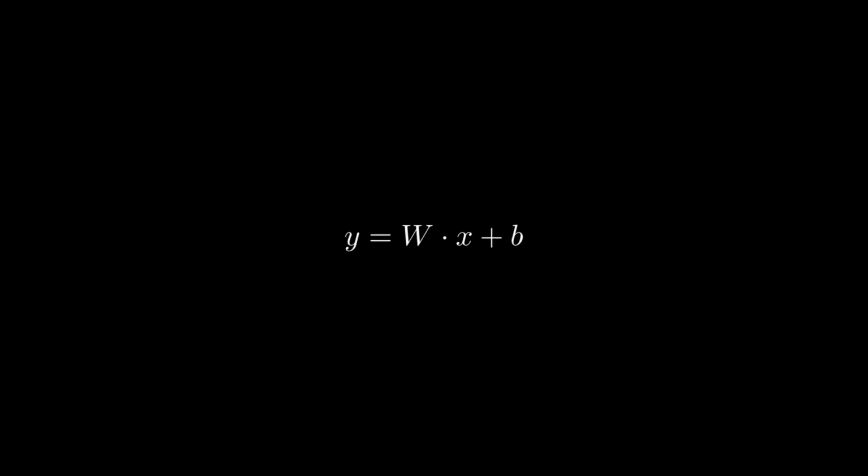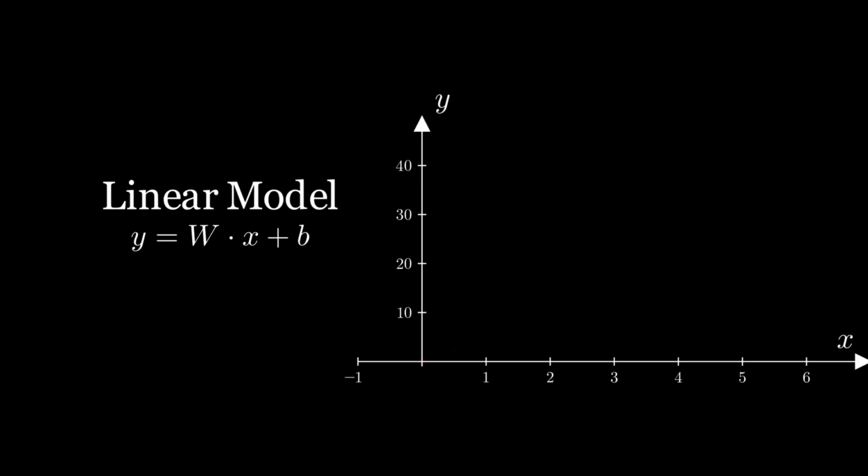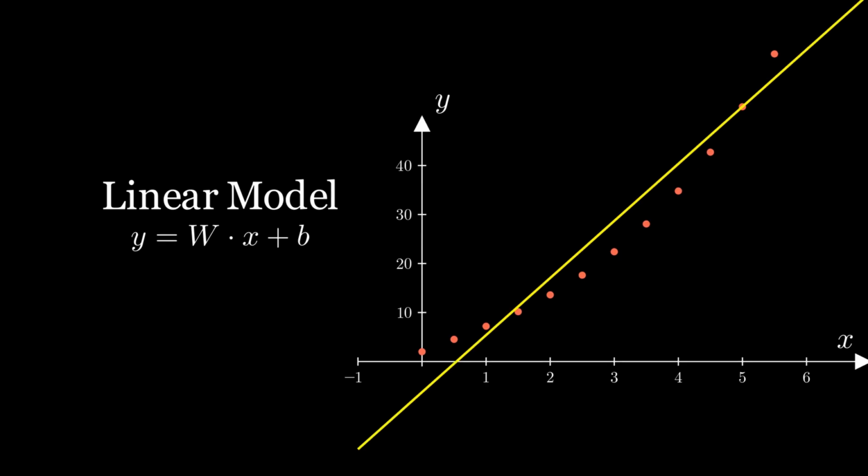A neural network without activation functions is just a linear system. No matter how many layers you stack, it reduces to a single equation: y = wx + b. That means it can only model straight lines. But the world is non-linear, like images, speech, or human behavior.